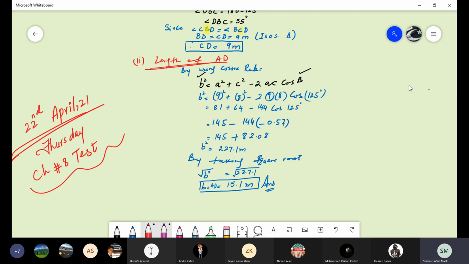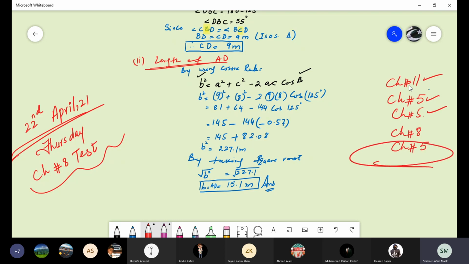And then next Thursday, because we have done all the tests, we have done the test of chapter 11. Yes, boys? Yes. We have done two tests of chapter number 5. But still students are having problems in chapter 5. So after the test of chapter number 8, I will take one more test of chapter number 5. That will be next Thursday.